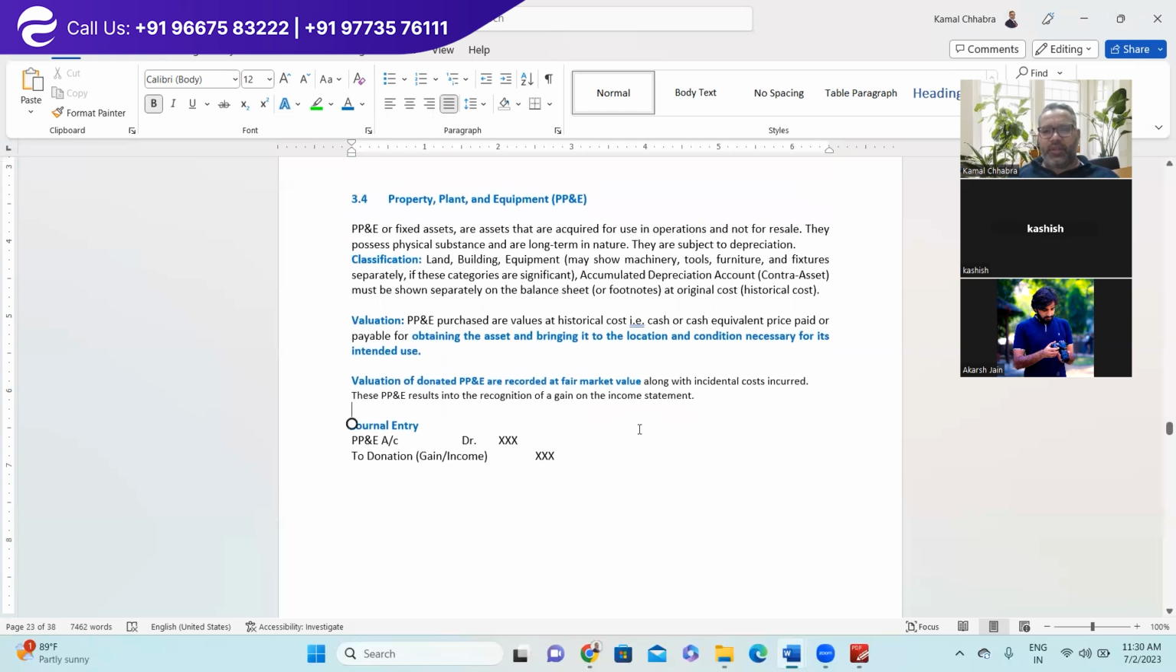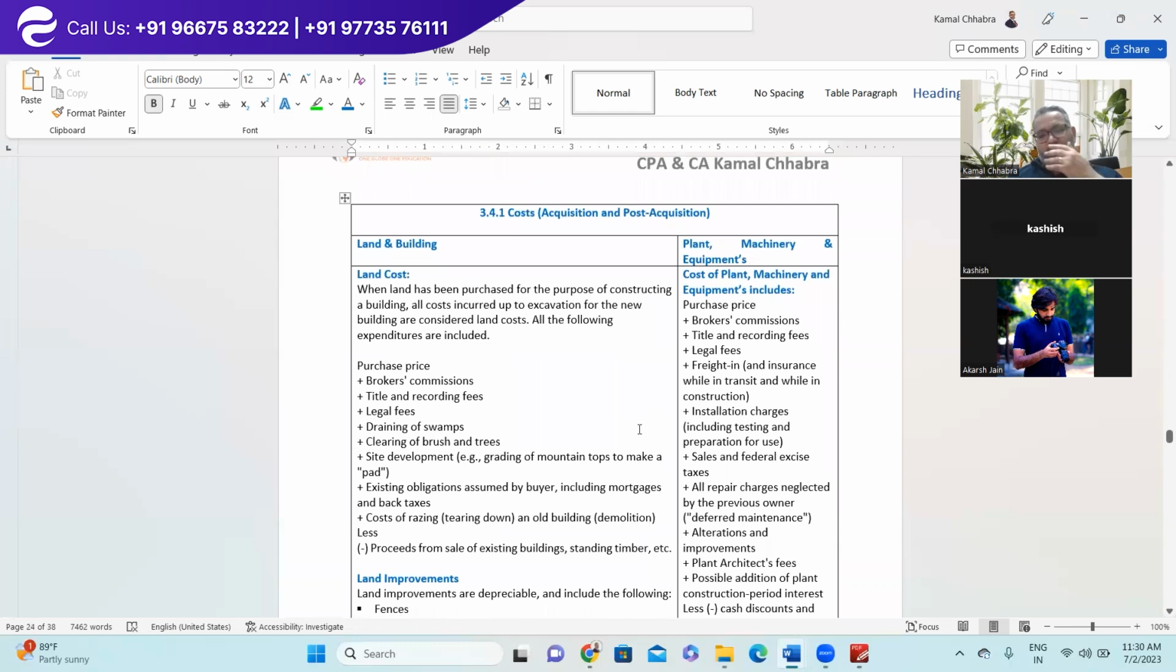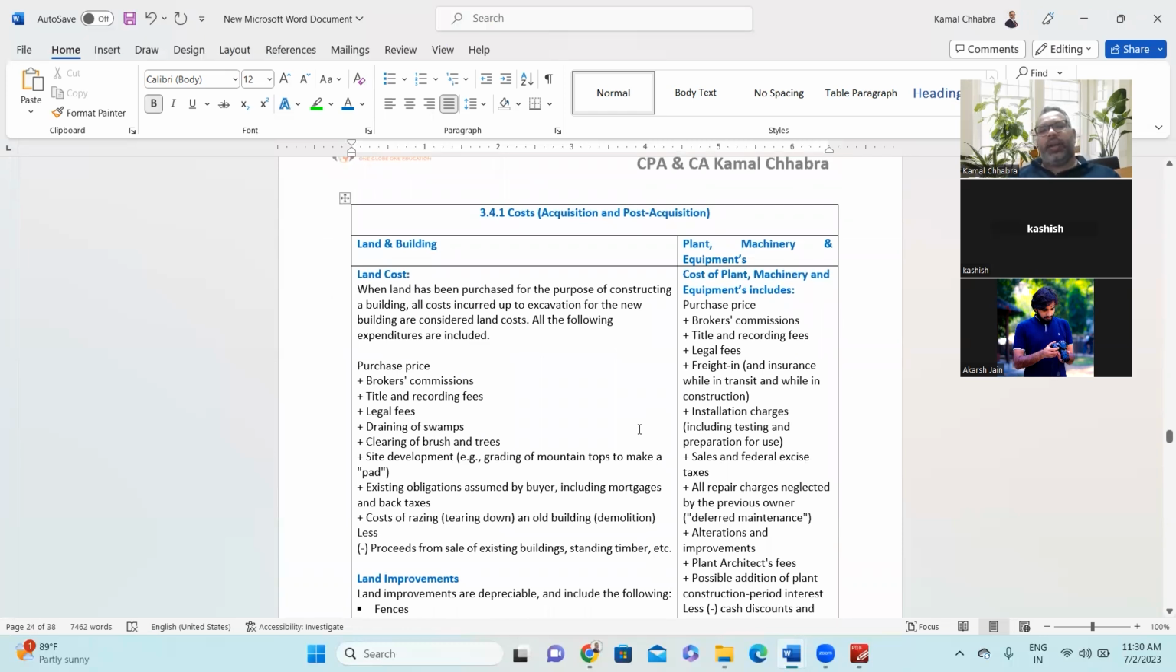So this is the definition of property, plant and equipment. And now we are jumping onto the very first topic, which is cost. Cost of property, plant and equipment, that includes your acquisition cost as well as post-acquisition cost. So one is land and building, the other is property, machineries, equipments, how to value them. On the left hand side, we will be discussing in more detail about land and building. On the right hand side, we'll be discussing the valuation, or you can say calculation of the cost for the plant, machinery and equipments, which include furniture and fixtures as well.